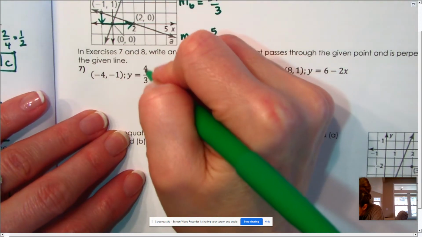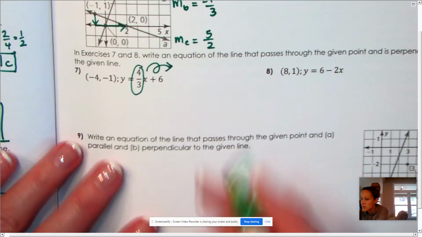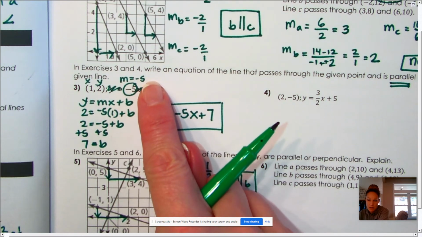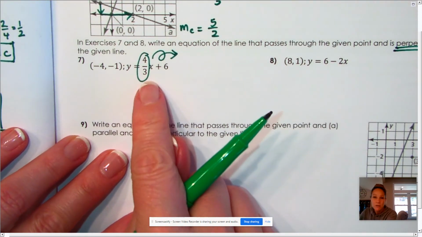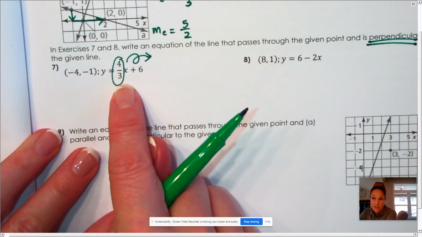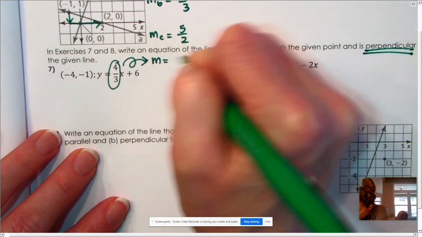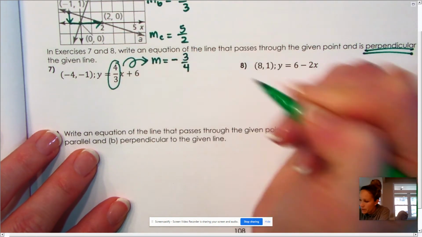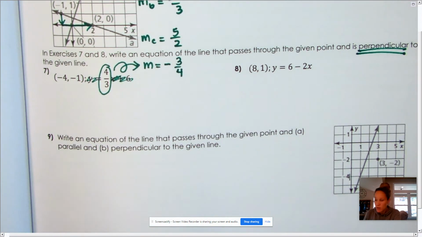So perpendicular means that we are taking this slope and instead of just keeping it exactly the same like we did on this one, where we said -5, so slope's -5. That's if it's parallel. If it is perpendicular, we need to flip it over and change the sign. So m, this was positive, now it's going to be negative. 4 over 3 is going to be 3 over 4. And then I don't need anything else in that equation. I'm done with that equation.